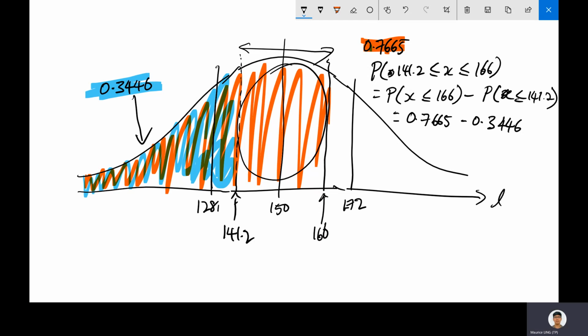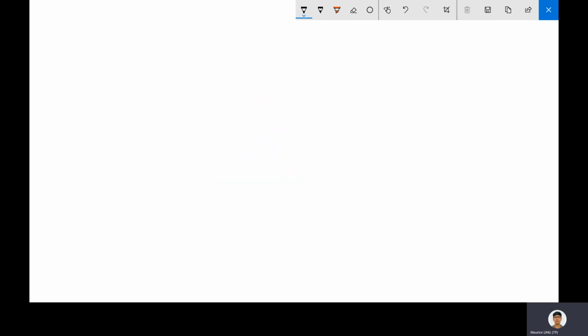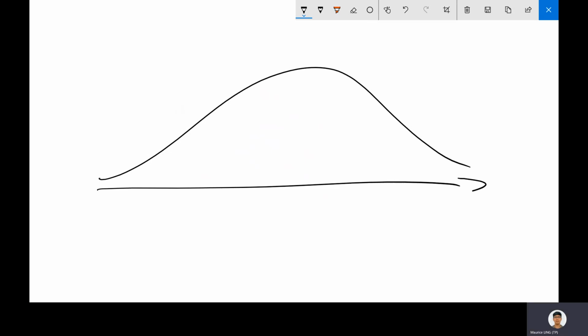It's just a range. So you can do that. Similarly, you can do the opposite. Okay, what do I mean by opposite? Let's say, back to here again, the length is 150. Okay, standard deviation is 22.